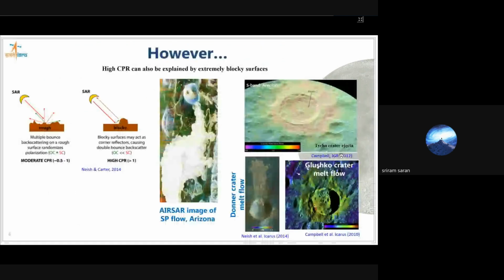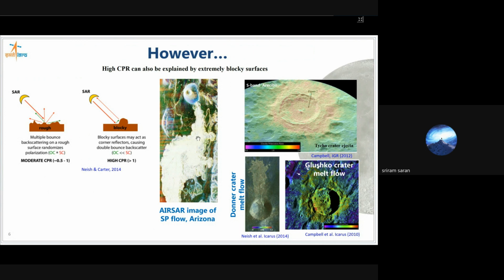But there is a caveat. This high CPR can also be explained by extremely blocky surfaces, such as blocky lava flows we typically encounter on Earth, because these blocks on geological surfaces act as double bounce reflectors, because they form this perfect double bounce geometry from the surface and these kind of blocky material. This also causes CPR values of above 1. I have shown some examples here from both terrestrial and lunar features where we encounter such kind of blocky surfaces.